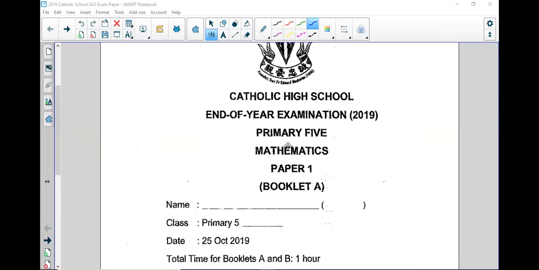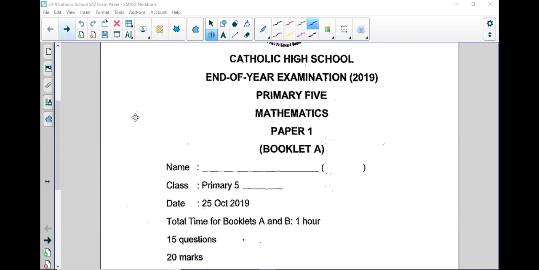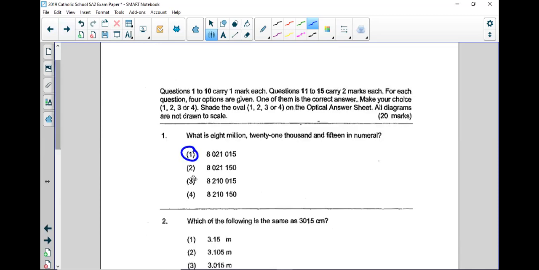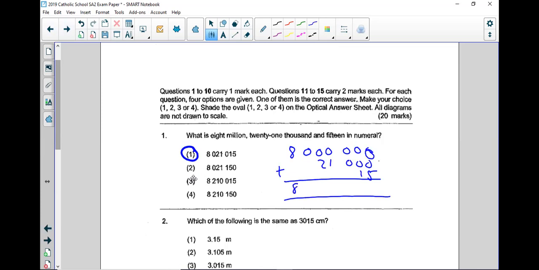Okay, let's go to your page 1, question 1, and again, we go through slowly, because I think we got time. Question 1, answer is 1. And how to do that? Once again, if you don't know how to get the number, you change 1 by 1. 8 million, write as a numeral, and 21,000, write as a numeral, and 15. Then you just plus them together. This is a bit longer way of doing. And your answer is number 1. That's how you get your numeral.